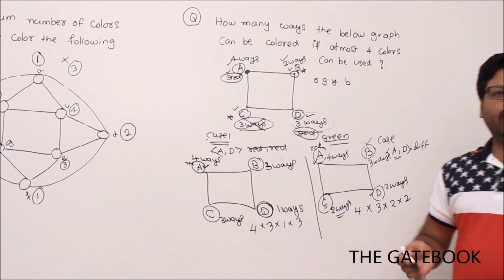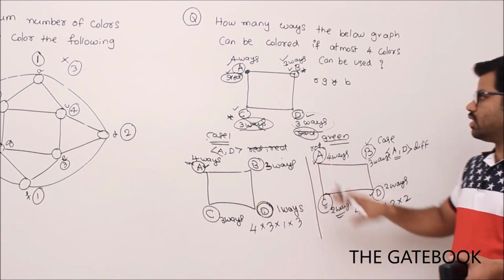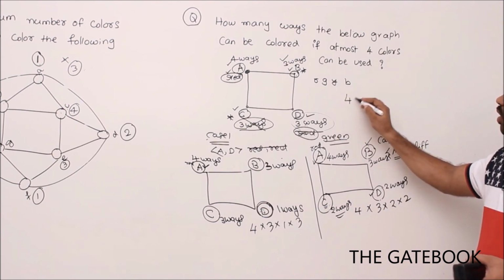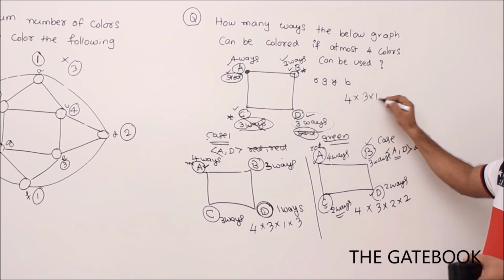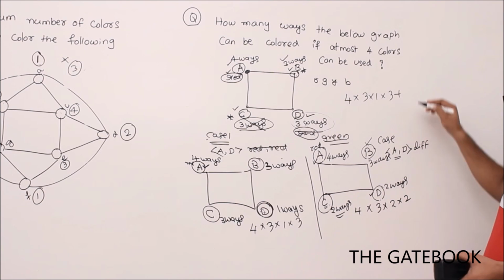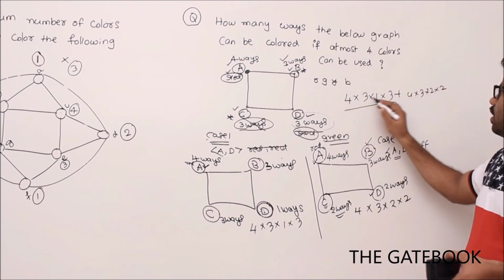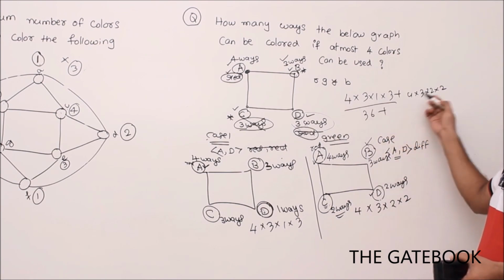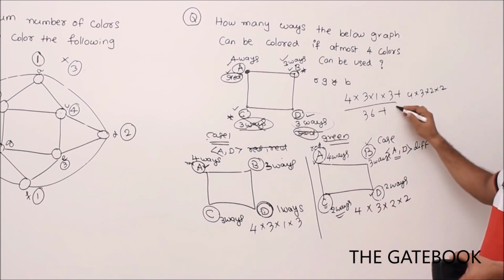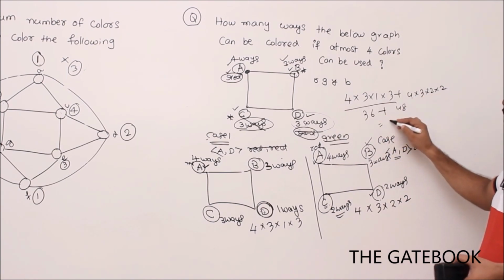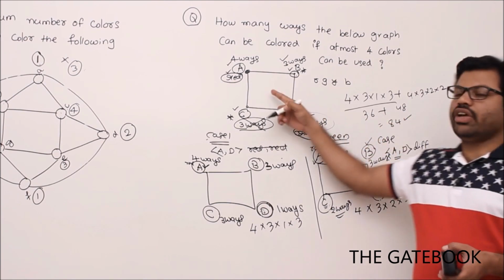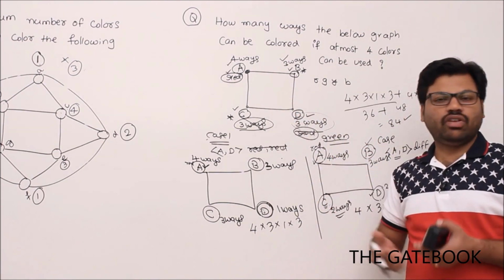So the total number of ways is either these ways or these ways, so we have to sum them up. The answer will be 4 into 3 into 1 into 3 plus 4 into 3 into 2 into 2. If I simplify it, 3 threes are 9, 4 nines are 36, plus 12, 24, 48. So it will be 36 plus 48, which is 84. So 84 ways you can color this graph if you have 4 colors.